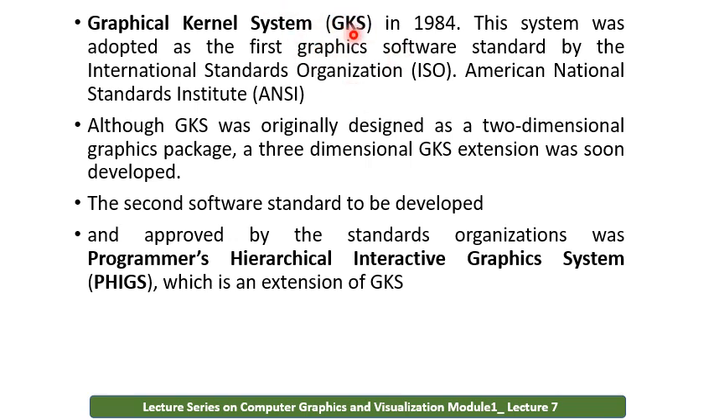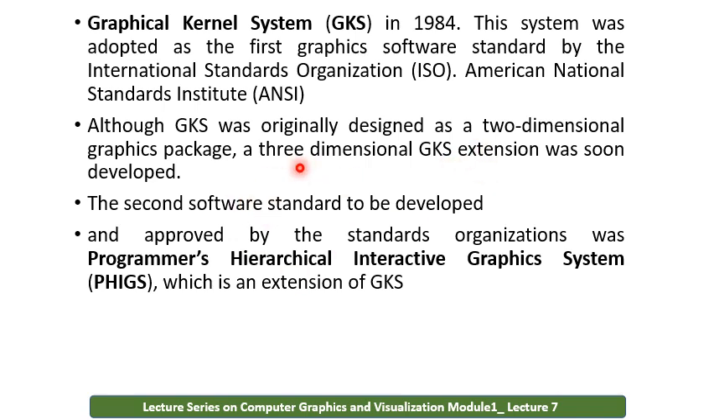This is a software standard designed in 1984. This system was adopted as the first graphics software standard by the ISO, that is International Standards Organization, and ANSI, that is American National Standards Institute. Although GKS, that is Graphics Kernel System, was originally designed as a two-dimensional graphics package, a three-dimensional GKS extension was also soon developed.